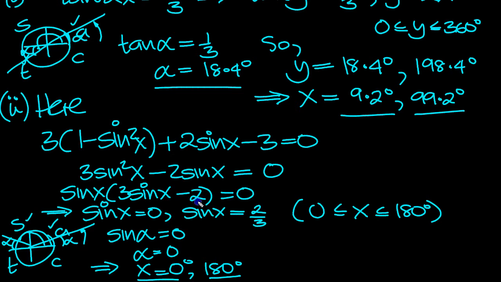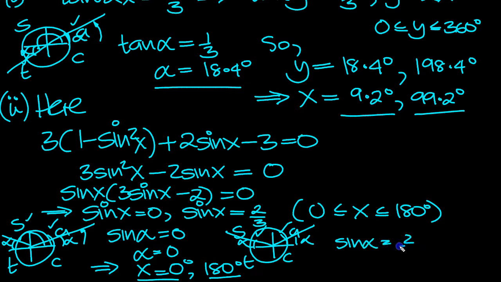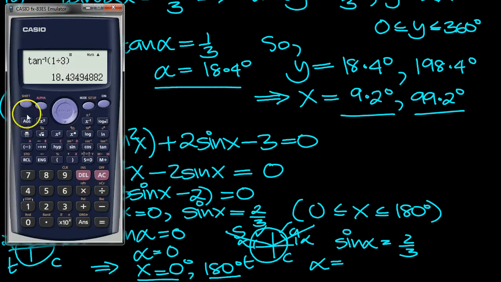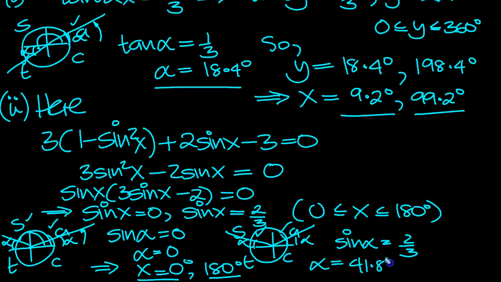Now the other solution, sine x is 2/3. Let's draw a circle again. CAST. Sine is positive, here and here. Draw two lines, mark off the alpha again, and write sine alpha and drop the negative. There isn't one to drop, so sine alpha is 2/3. So alpha is equal to shift sine 2 divided by 3 equals 41.8 degrees.